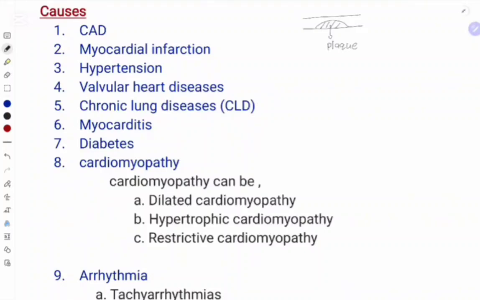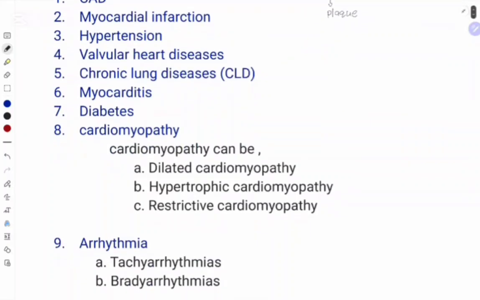Next we will move to hypertension. In hypertension, the patient has increased afterload. Because of the increased afterload, the heart has to pump harder to bring the blood out, which leads to concentric hypertrophy of the left ventricle, and further it leads to heart failure in these patients.